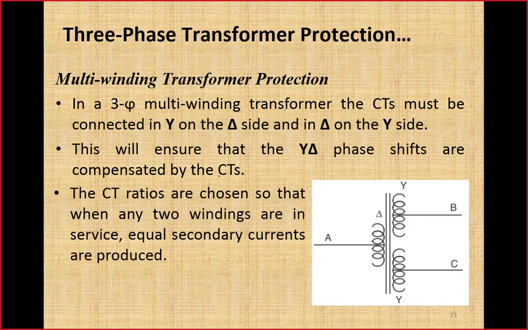The CT ratios are chosen so that when only two windings are in service, equal secondary currents are produced. The connection will be such that on the delta side, CT secondaries are connected in Y. On the Y side of the main transformer, CT secondaries are connected in delta. In this manner, the phase shift will be undone or nullified.